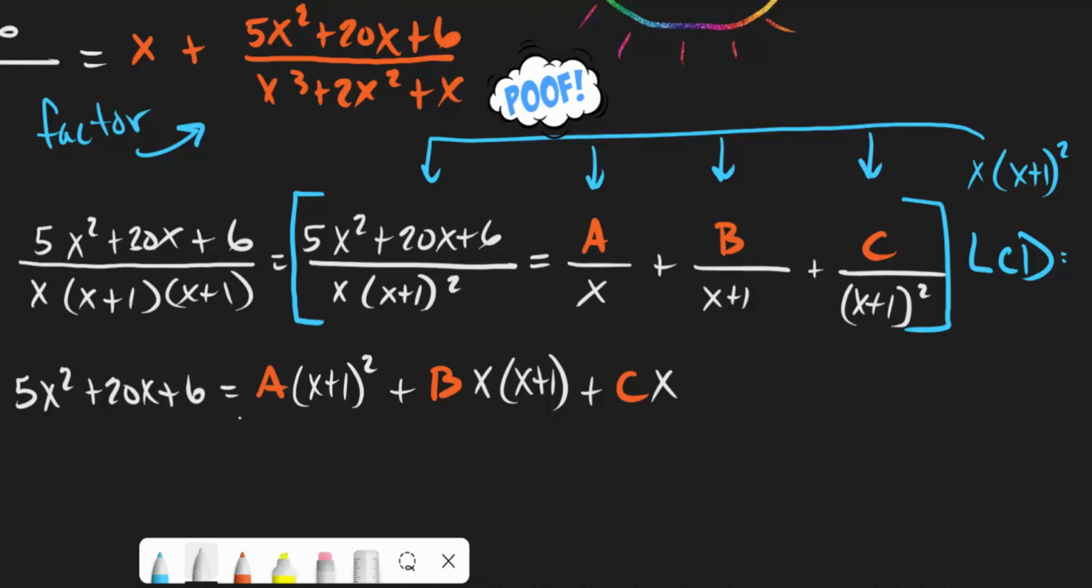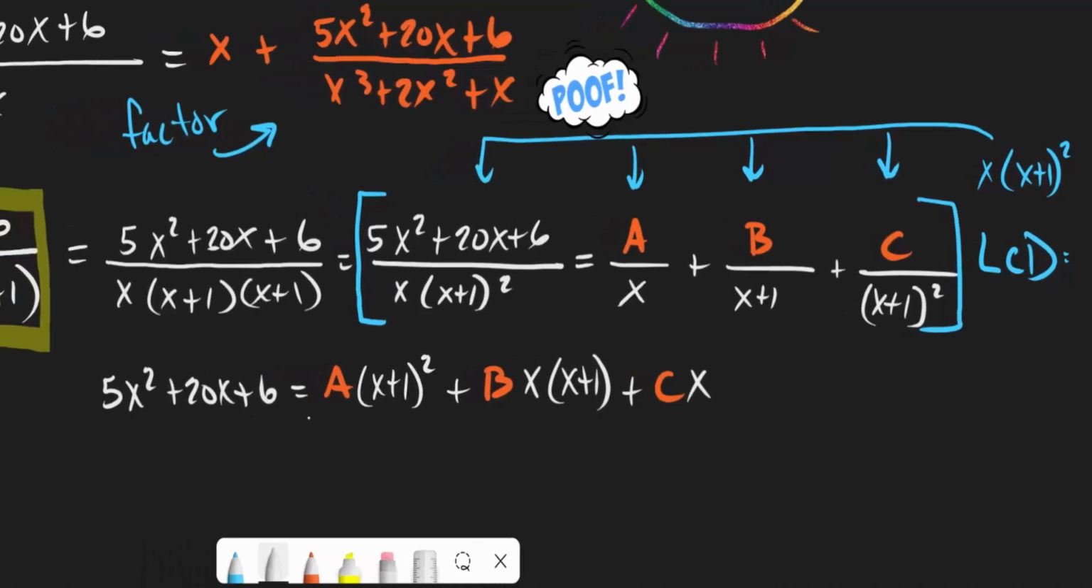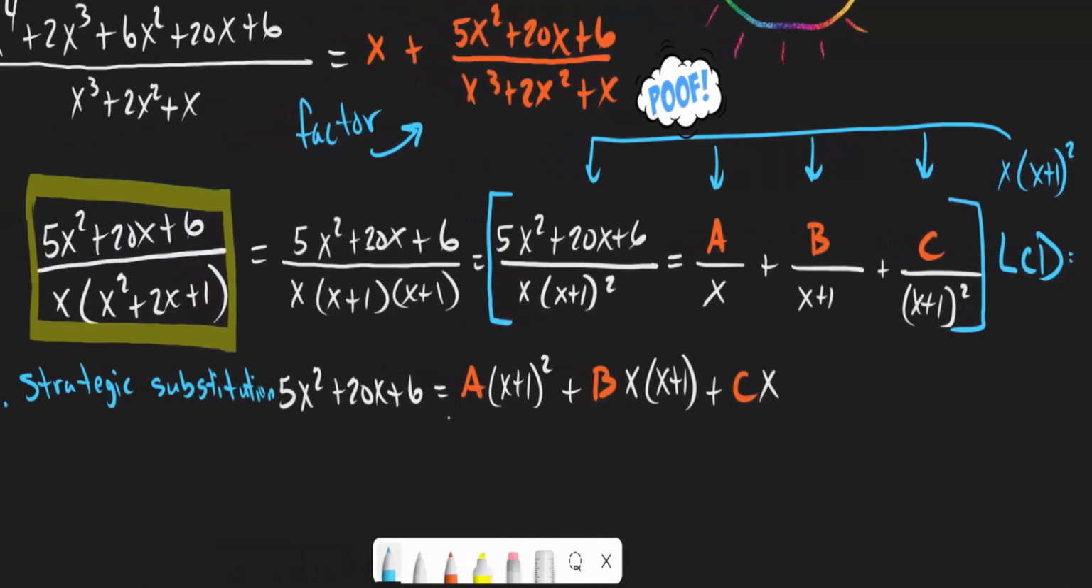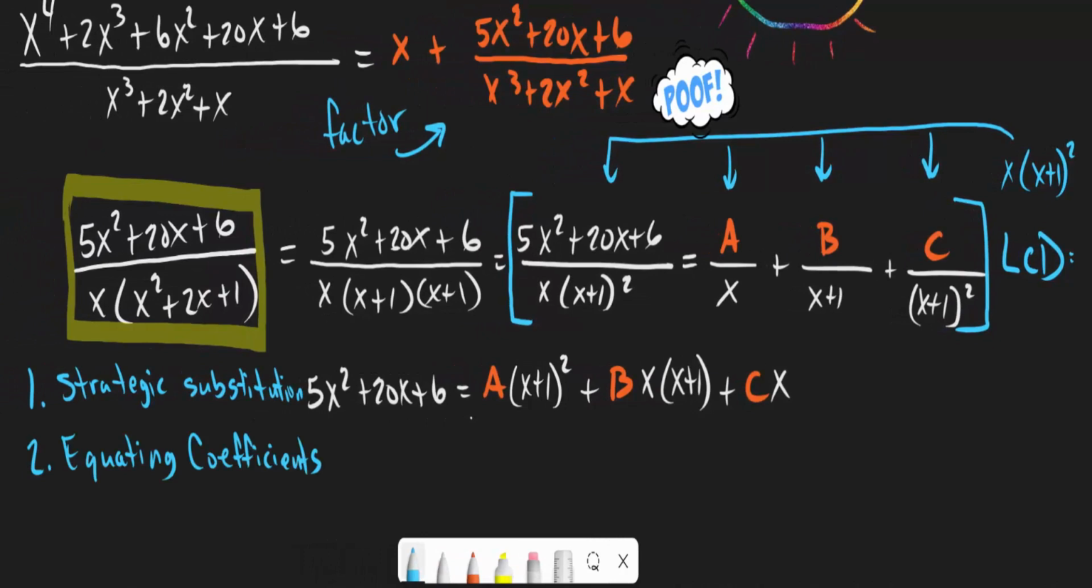So we're ready to solve for a, b, and c. Now remember, in our toolbox, what do we have so far? Well, we have two techniques. Do you remember what they are? First one was strategic substitution. And the second was equating coefficients. Now, sometimes you can use one or the other or a combination of both. It doesn't matter as long as you figure out what the a, b, and c are. Both techniques work out pretty well. I just happen to like the strategic substitution quite a bit because sometimes it's really, really quick.